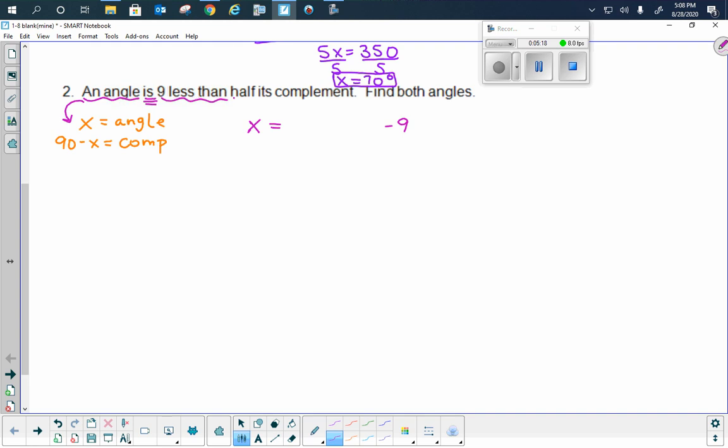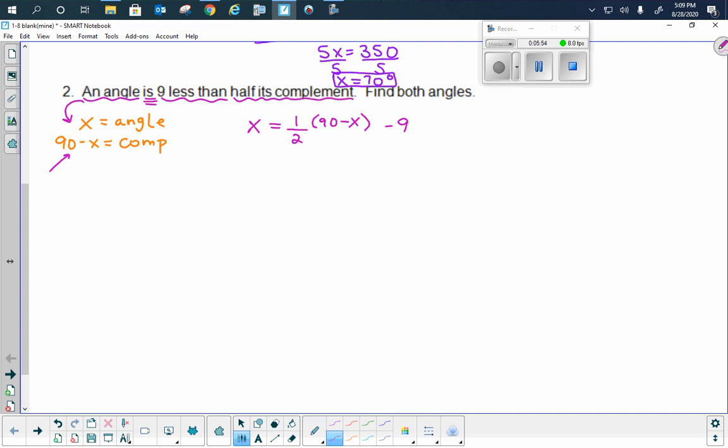And now it says half its complement. Well, half its complement, which also means like half of its complement. Remember, of means multiply. All right, so I need half in front of this quantity of 90 minus x. All right, here's where you start playing an important part with those horizontal fraction bars. So half of 90 minus x in parentheses. So there's your equation and your setup. Okay, the rest is now going to be solving.